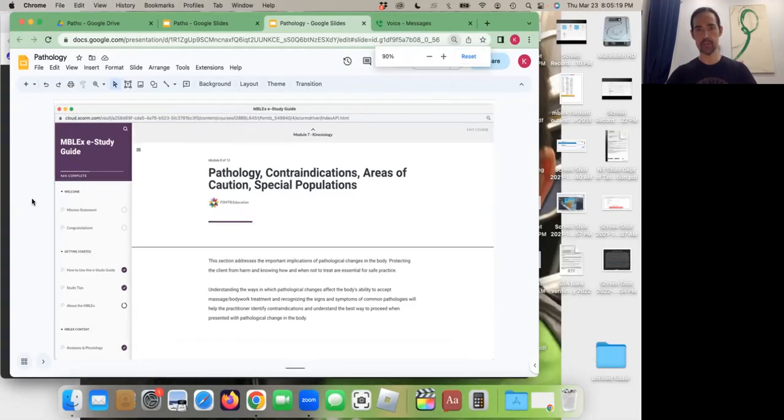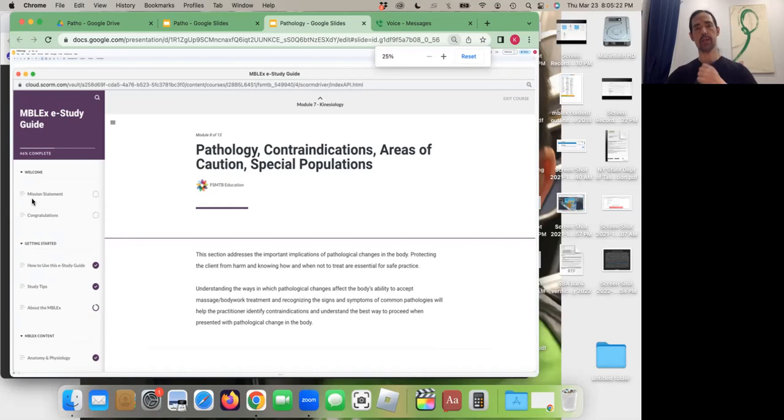This is the e-study guide from the FSMTB MBLEx review. The FSMTB is the one who actually creates and administers the MBLEx. What we have here is the first page of the pathology section. I just want to remind you that pathology includes contraindications as well as areas of caution, and then special populations. As far as I can tell, contraindications, areas of caution, and special populations all have significant overlap.